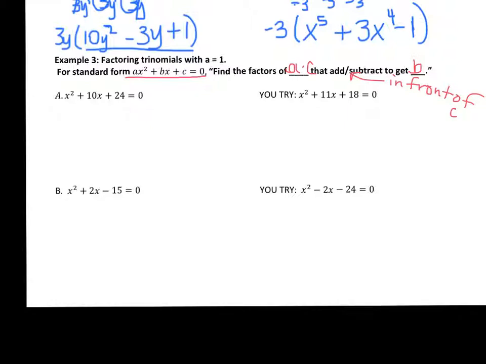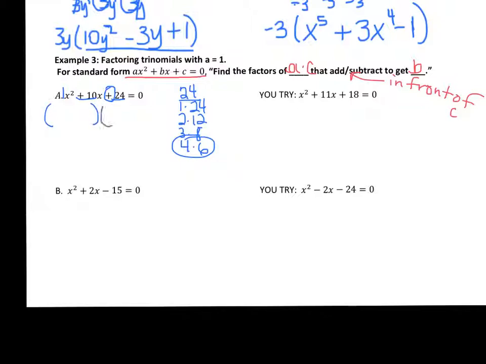In letter A, the a is 1 because there's no number in front of the x squared, and c is 24, so 1 times 24 is 24. So we'll find the factors of 24 that add up, because that's a plus sign, to positive 10. If you look at the factor sheet I gave you, all the factors of 24 are these. So we just look through until we see two of them that would add up to get 10, and 4 and 6 will do the trick.